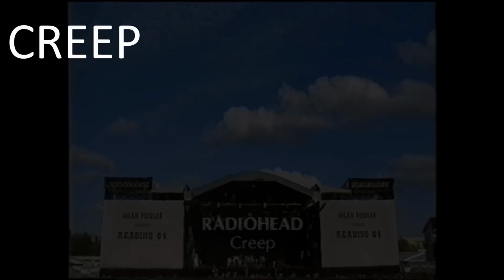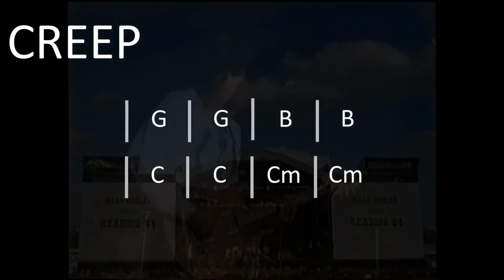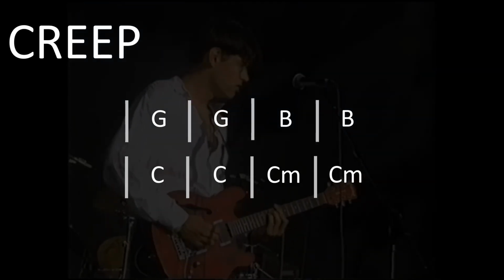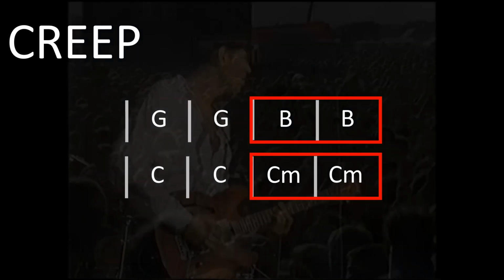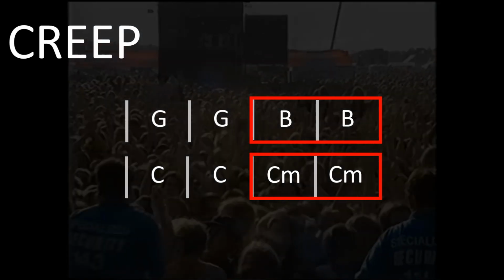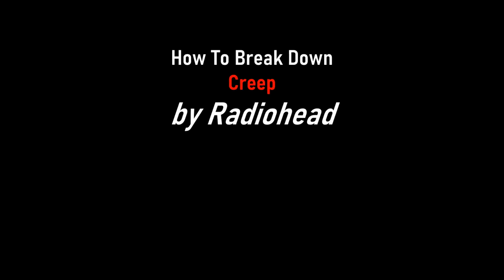Creep, one of Radiohead's most well-known songs. 8 bars, 4 chords repeated throughout the entire piece. All the analyses you can find on the web about this song point out that these 2 chords are non-diatonic. And what if all the chords were diatonic instead and belonged to a specific scale? An alternative approach to analyzing one of Radiohead's most acclaimed songs.